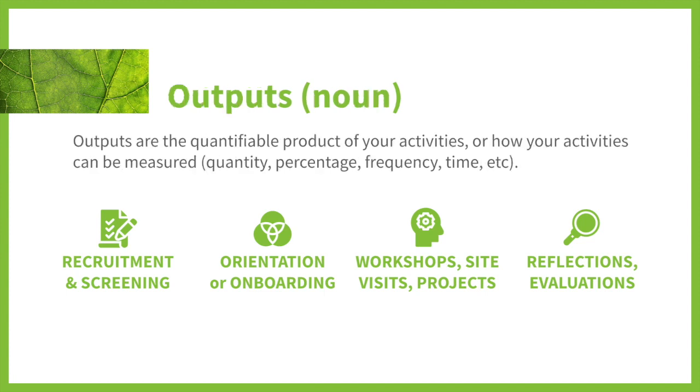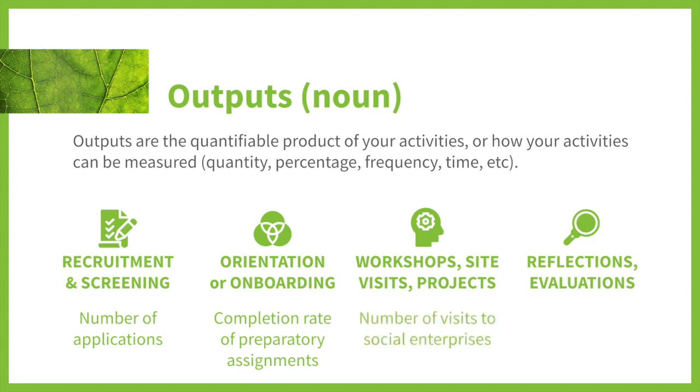Outputs are the nouns for your activity verbs. They are the quantifiable product of your activities, or how your activities can be measured. For example, an output of recruitment activities could be the number of applications. For orientation, you could measure the completion rate of assignments. For program events, you could quantify the number of site visits. And for reflections and evaluations, you can quantify the completion rate as well.